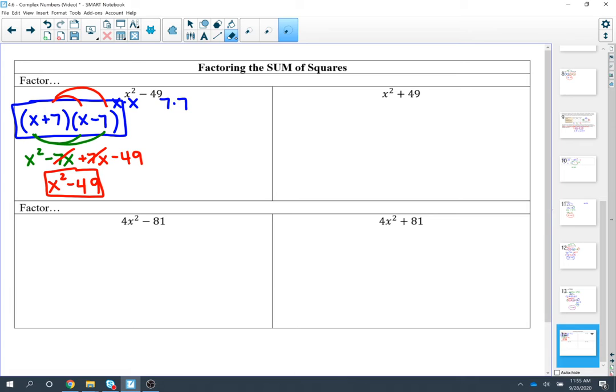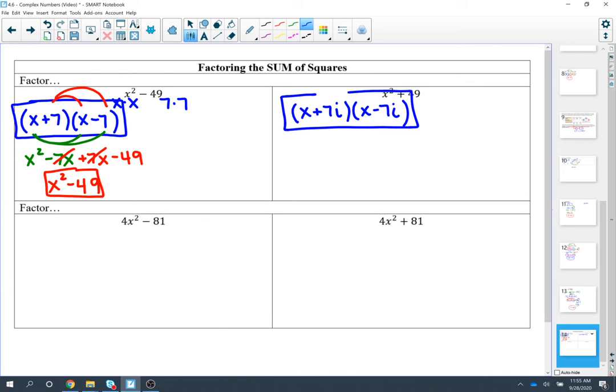So at this point, this is where I'm going to say, well, maybe we need a complex number. So remember over here we had x plus 7, x minus 7? We're going to do a very similar thing, except we're going to do x plus 7i and x minus 7i. I'm going to put this in a box, and then we're going to try it out.